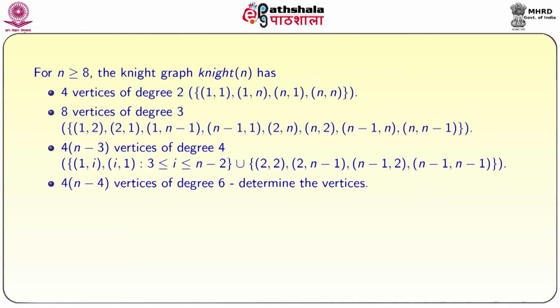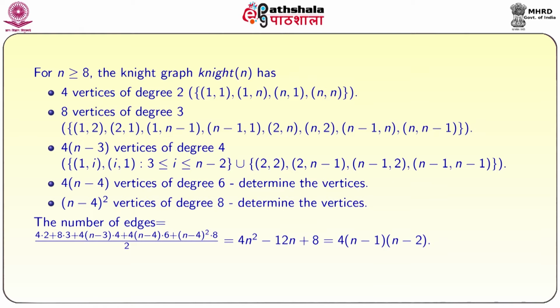So it is better to determine all these, why we have these degree sequences. n minus 4 whole square vertices of degree 8. Try to find out these vertices as well. So the number of edges now, according to the first theorem on graph theory, the sum of the degrees of all vertices is equal to twice the edges.